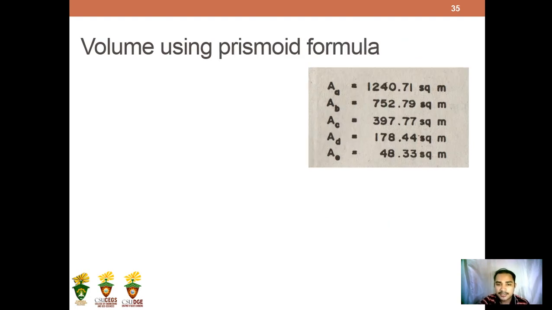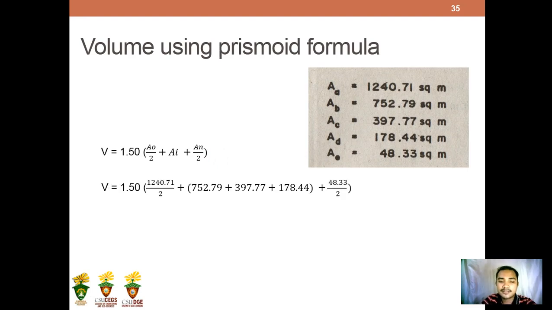So another approach is to apply directly the prismoid formula. To do that, this is the formula: volume V equals H, where H is the contour interval, which is 1.5, times AO divided by 2 plus AI plus AN divided by 2. So substitute the values for the variables. So we have V equals 1.5, which is the contour interval. The AO is the area of the top contour, or the water surface contour.